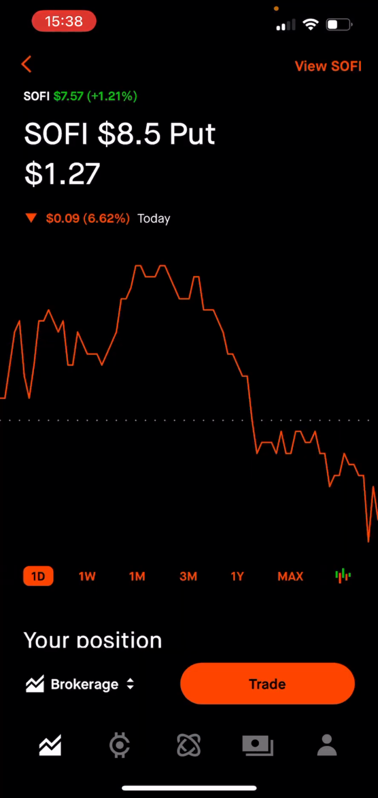So that's kind of how you manage your cash secured put and how you would roll it if you didn't want these shares to get put on you and you wanted to extend your time and make a little bit more money by rolling it.